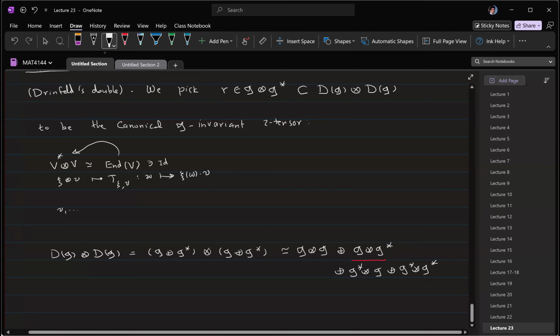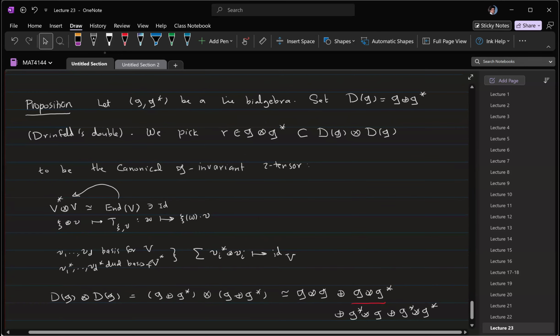So if I take V1 up to VD, a basis for V, and a dual basis V1 star up to VD star, dual basis for V star, now I can consider this sum of VI star tensor VI. It's not difficult to see that, in fact, this is mapped via this identification to the identity map on V. Okay? So this is this invariant two tensor that I'm talking about.